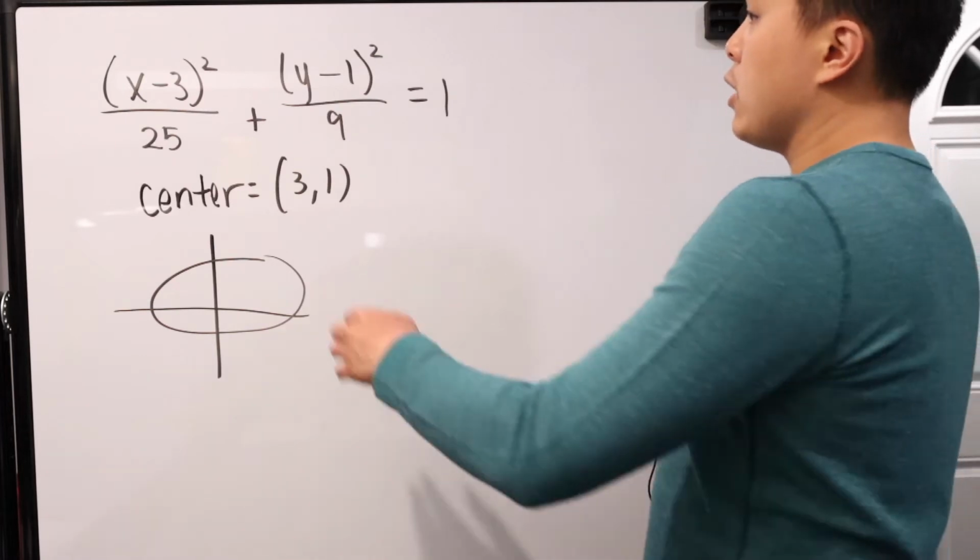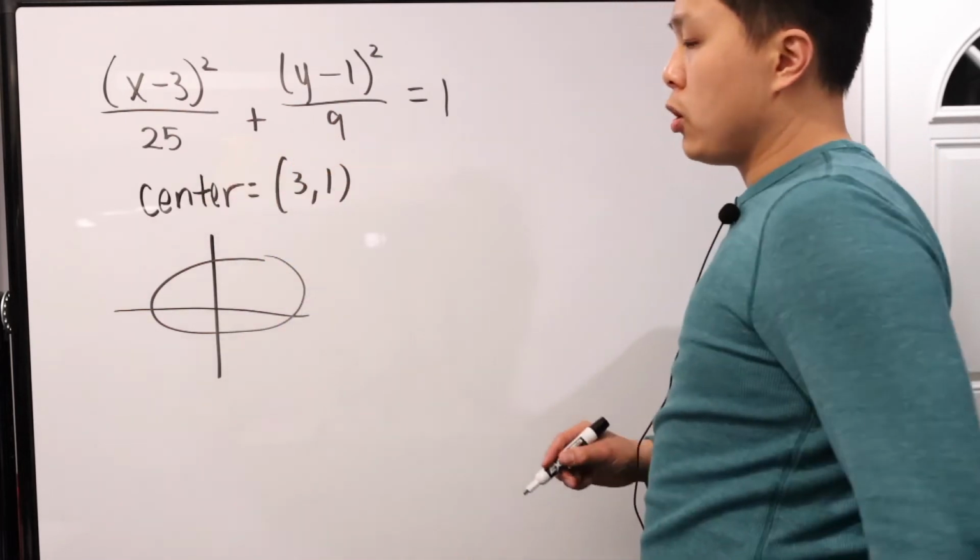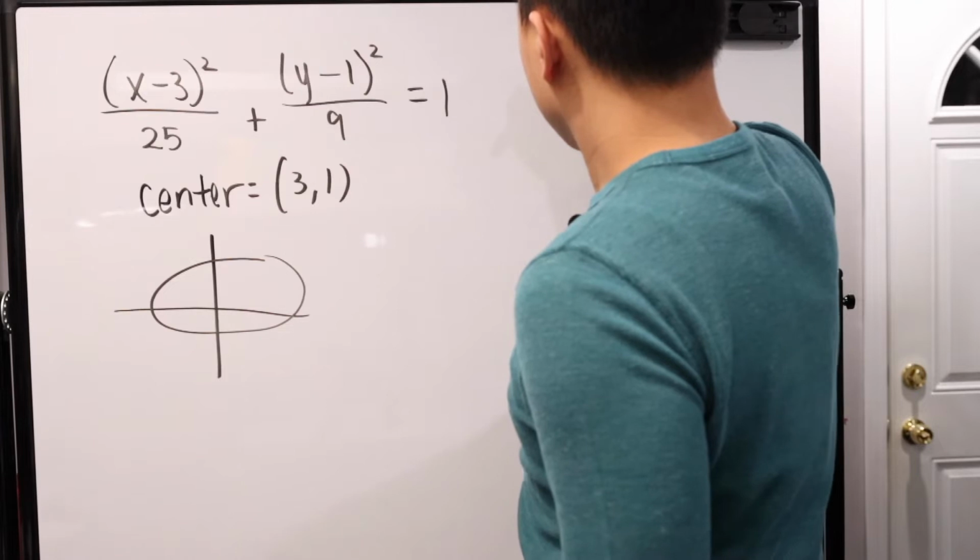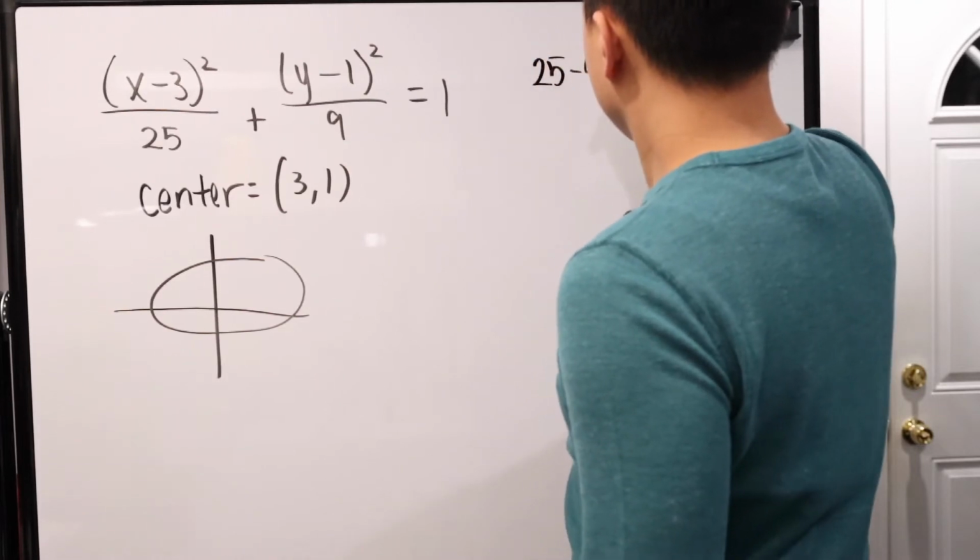Our formula itself tells us that we just need the bigger number, subtract the smaller number. In this case, it's the same numbers, 25 minus 9 equals 16.